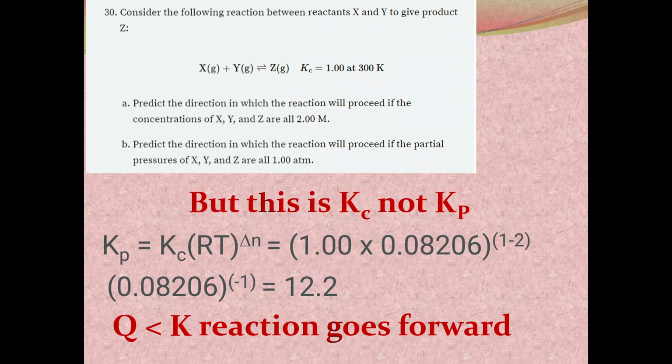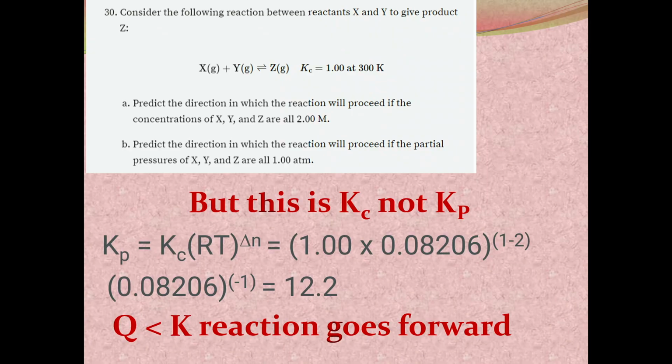So I did my K sub C to K sub P, and good thing I had this because I apparently did it backwards on the previous page. K sub P is equal to K sub C, RT to the delta N. Delta N is 1 minus 2, and so my value for K sub P is 12.2. Now, my Q was 1. If my Q is 1, then Q is less than K, and the reaction needs to go forward.